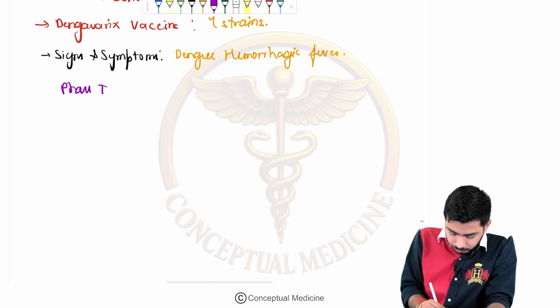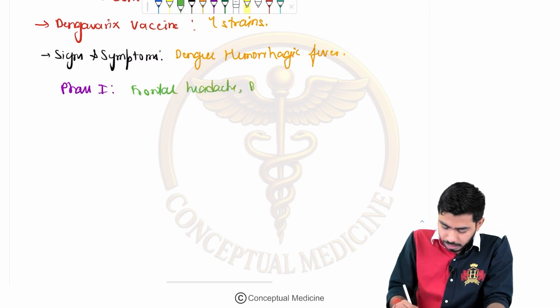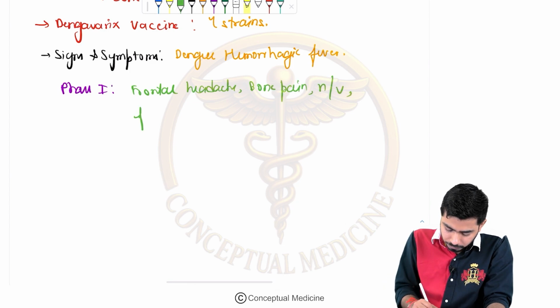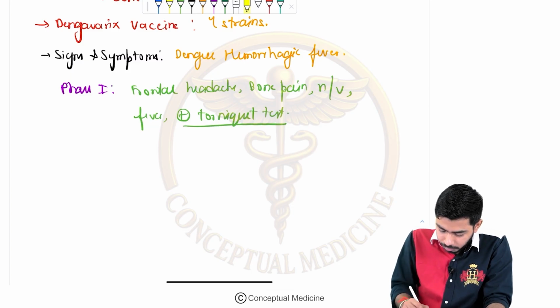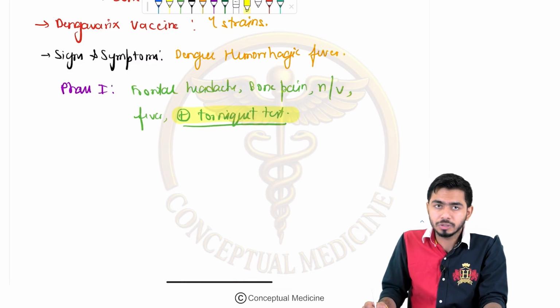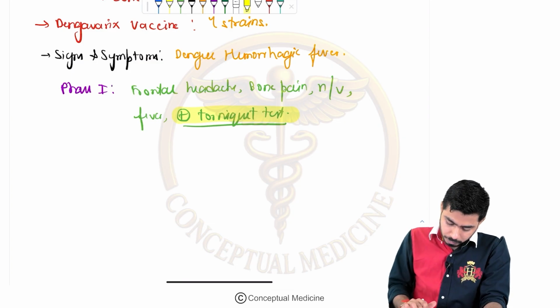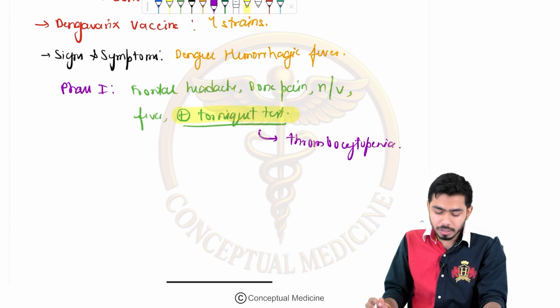In phase 1, we shall be talking about the signs and symptoms, right? Frontal headache can be there, the patient might be having bone pain, nausea, vomiting, fever, and a positive tourniquet test. This is very, very important, guys. A positive tourniquet test signifies that the patient might be having thrombocytopenia. It is a very important sign for thrombocytopenia. Please do remember that.